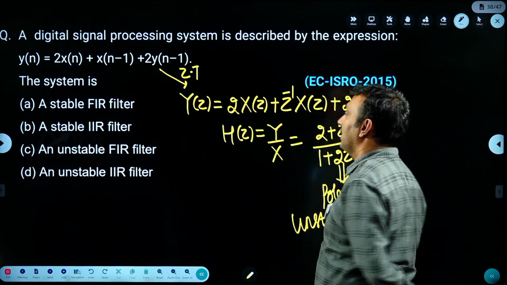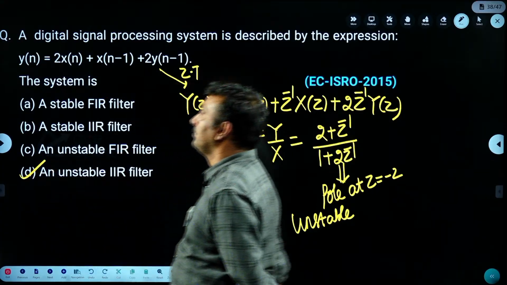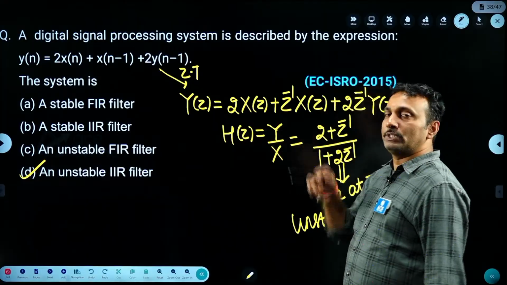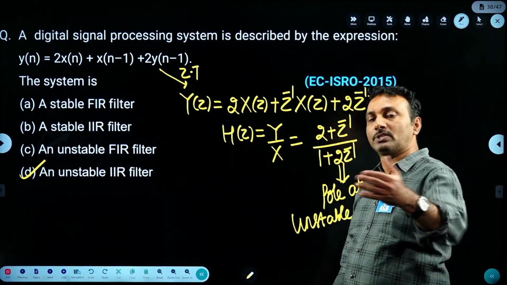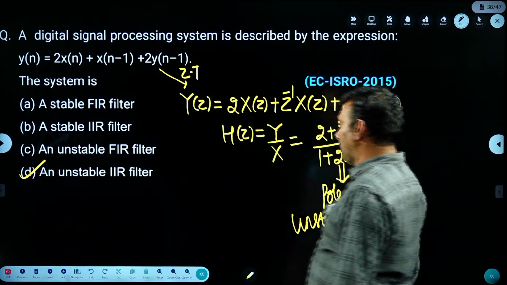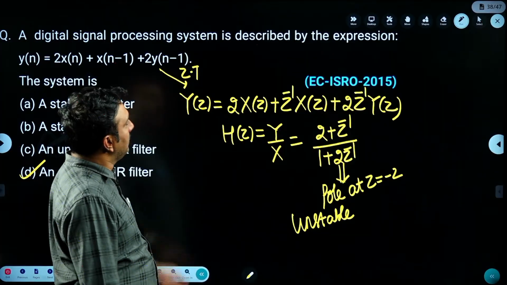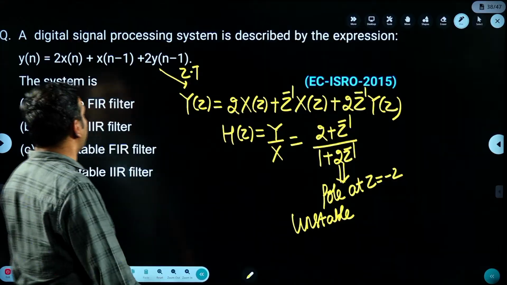The pole magnitude is greater than 1. It is an IIR filter expression. The considered transfer function is causal. For both causality and stability in the z-plane, poles must lie inside the unit circle. But here the pole lies outside the unit circle, so it is unstable. It is an IIR filter, infinite impulse response filter expression.